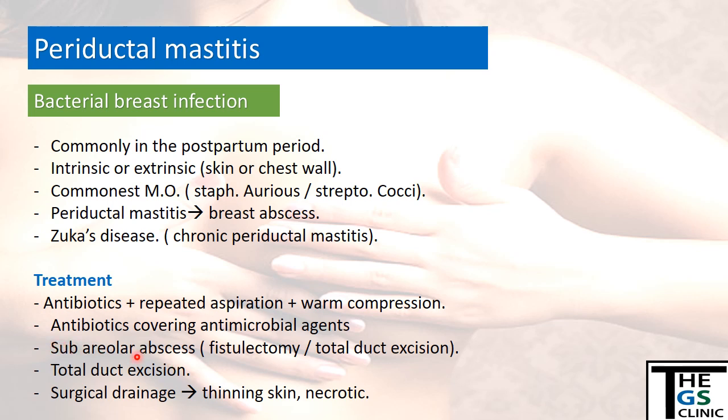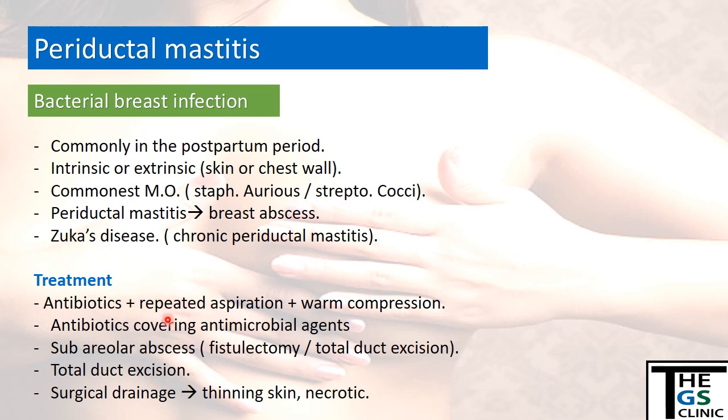And sometimes we have subareolar abscesses. In this condition, the duct will form a sinus, and in this case we can choose either to do fistulectomy, which means opening of this tract, or we can do total duct excision. So we can excise the whole dilated duct or the tract of the fistula that contains the abscess.